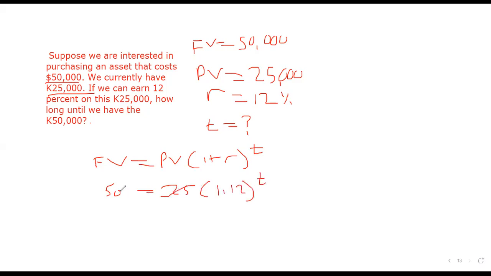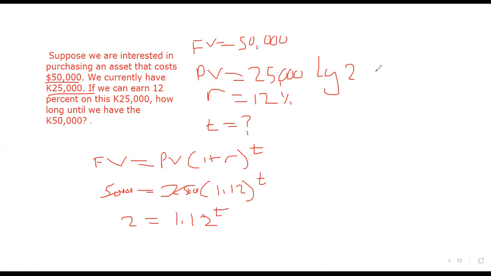So this and this cancels, so we're going to have 2 equals 1.12 to the power time. Would I put 50,000? This one is double that. So don't ask me why I removed the zeros. I can put them if you want; they'll still cancel. So at this point, the only way we can get the time is by introducing what?